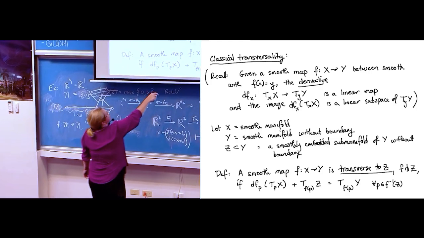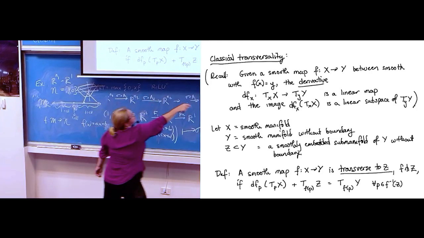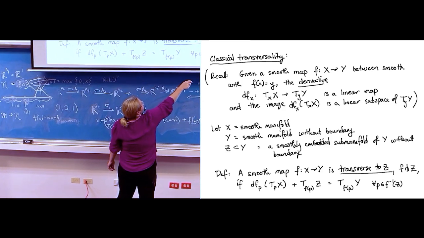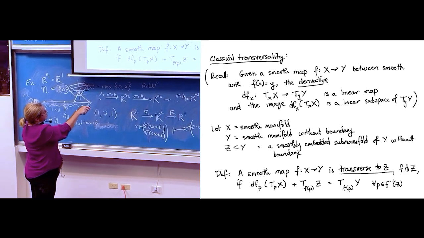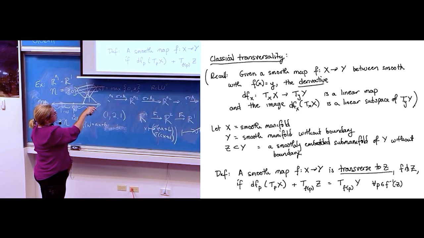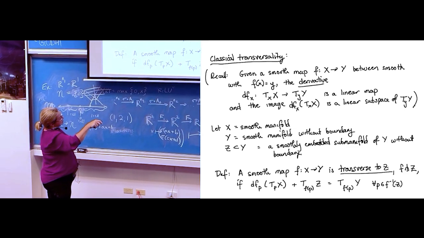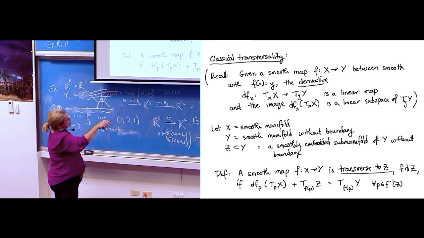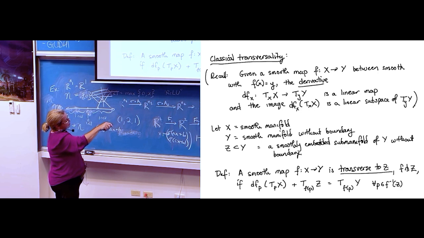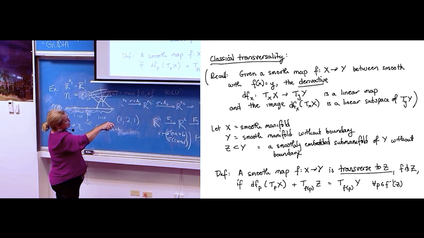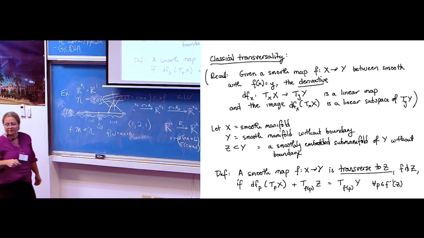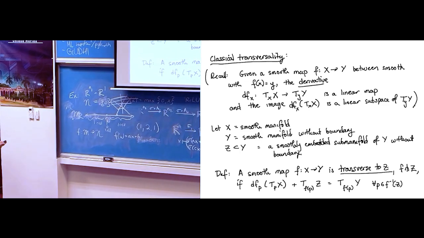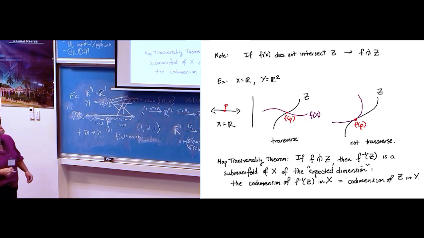if you take any point P that is sent into Z, and you look at the whole tangent space at that point, and then you push it forward by the derivative. And then there's also the tangent space at Z. If you add these things together and you get the full tangent space at Y, this is called transverse. Let me draw a picture. Here's a picture.